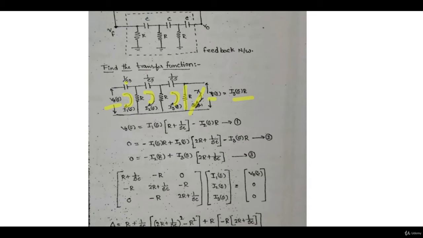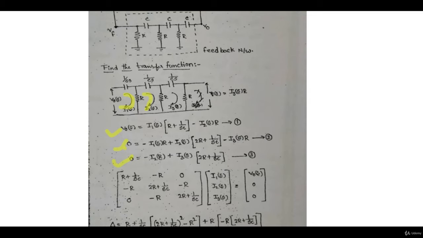Since capacitors are there, they will be replaced by 1 by Cs. R will be as it is. So we will be solving the circuit in this fashion, in the Laplace domain. First you can see V0 is equal to I1s (R plus 1 by SC) minus I2s R. Okay, this is the first loop equation. Then 0 is equal to minus I1s R plus I2s (2R plus 1 by SC) minus I3s R. This is the second loop equation. And then the third loop equation is 0 is equal to minus I2s R plus I3s (2R plus 1 by SC). Okay, this is the third loop equation.